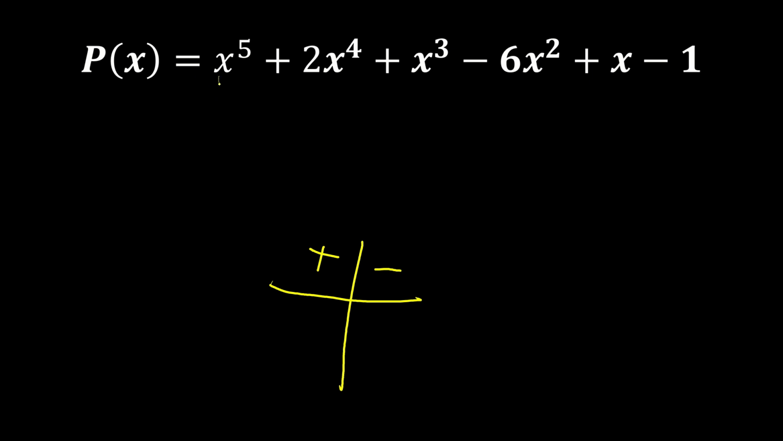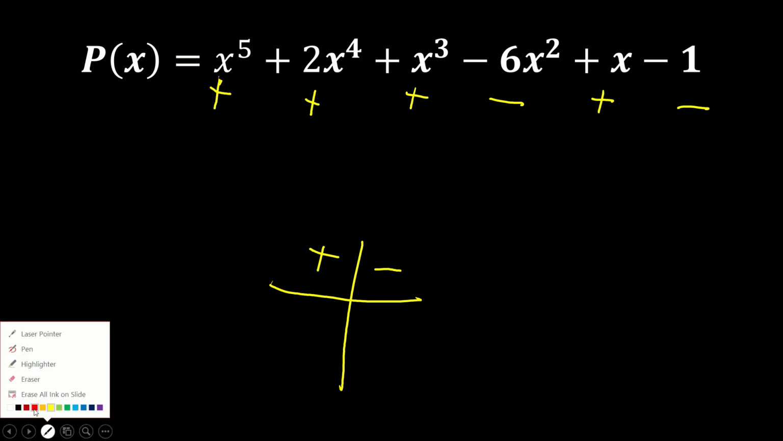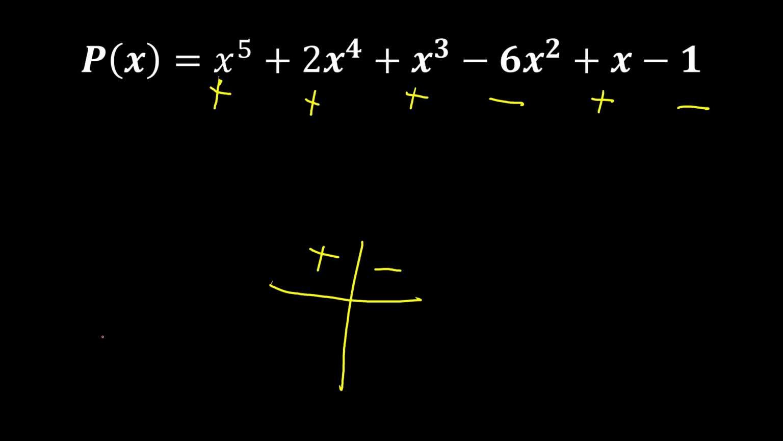Si x raised to 5, this is positive. 2x to the 4th power, positive ulit. Si x cubed, this is also positive. Si negative 6x squared, obviously negative. Then, next term, positive, negative. Sunod, count the number of changes dun sa sign.